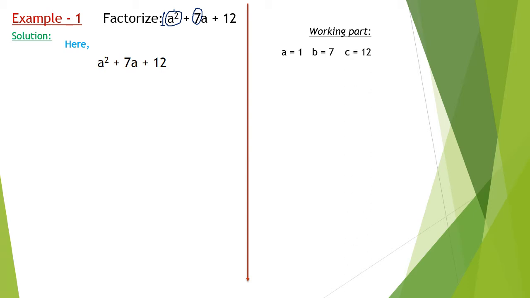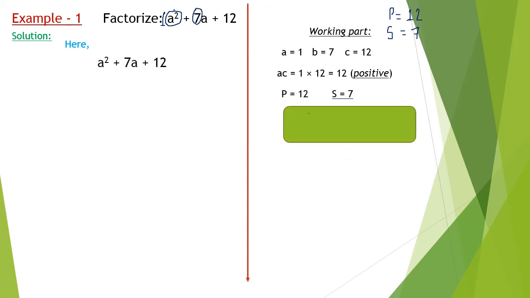Now the first thing we have to do is find the product ac, which is 1 into 12, that is 12, positive. So P is 12, isn't it? And as it is positive, we have to find S. S is equal to the value of b, that is 7. So P is equal to 12 and S is equal to 7, and we have to find two numbers whose product is 12 and sum is 7. We have to find two numbers in such a way that the product of those two numbers is 12 and the sum of those two numbers is 7.